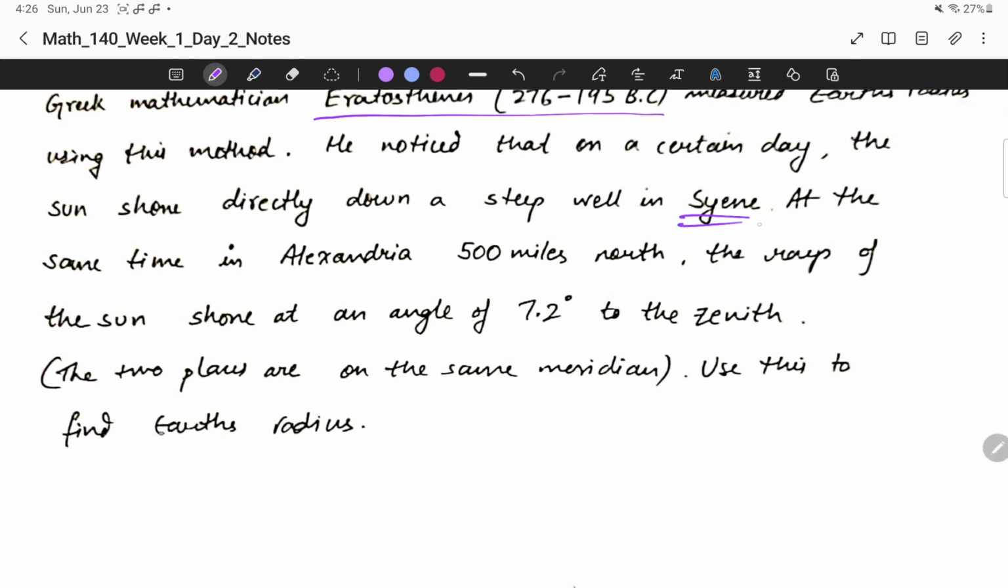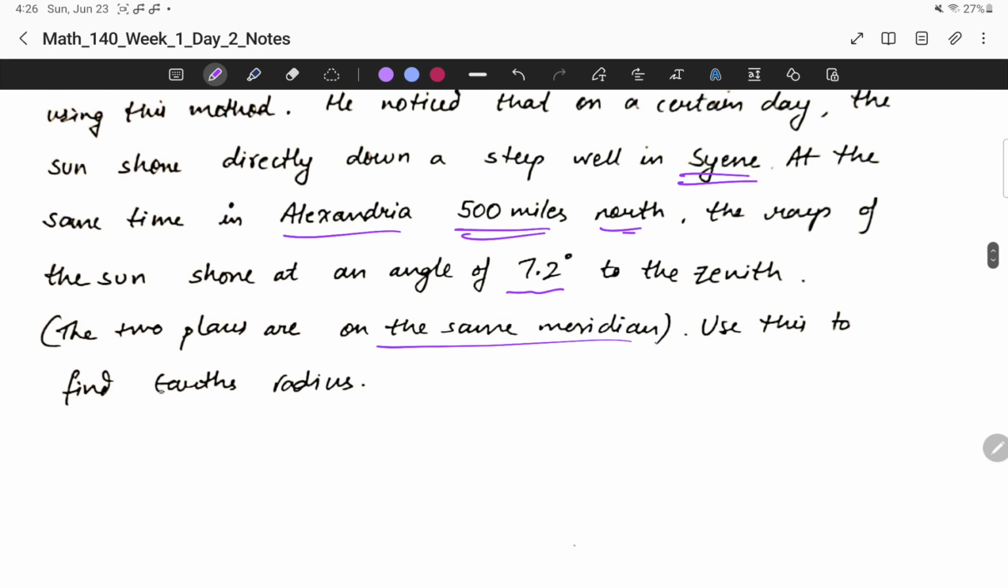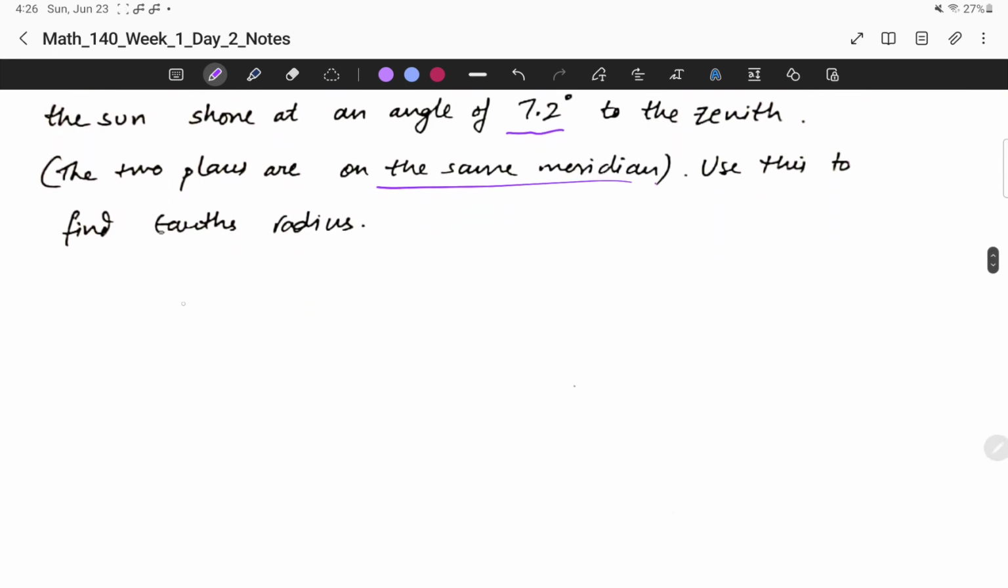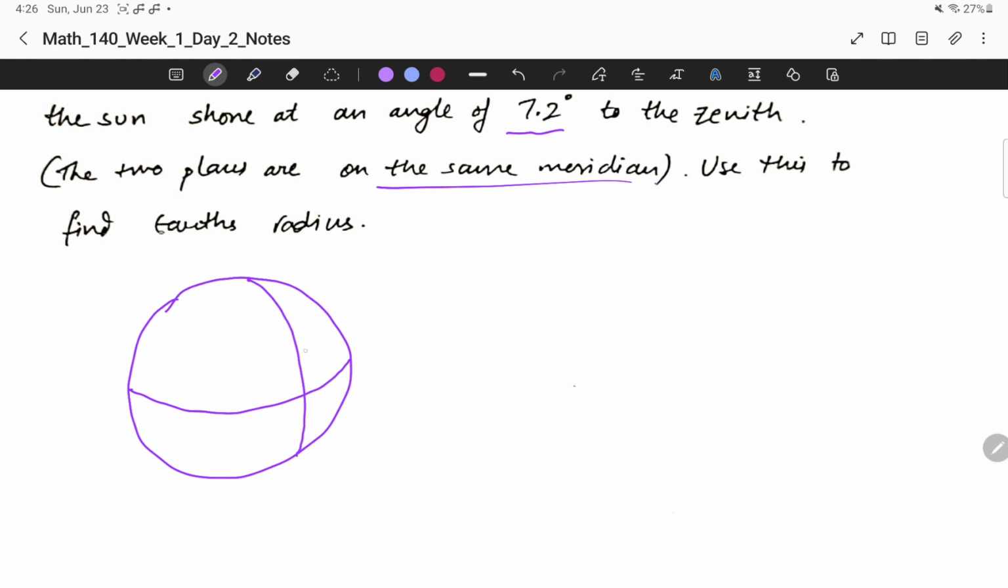And at the same time, in another place called Alexandria, 500 miles north, the rays of the sun shone at an angle of 7.2 degrees to the zenith. The two places are on the same meridian, and he used this to find the Earth's radius. So what's happening here? First, we can approximate the Earth by a sphere. When it says it's on the same meridian, it means that you're on the same arc. So here is the first place, and here is the second place.